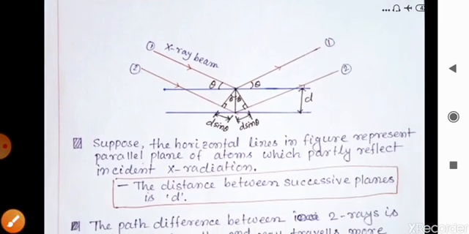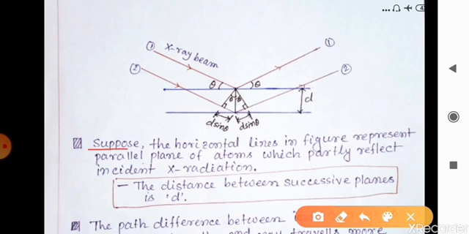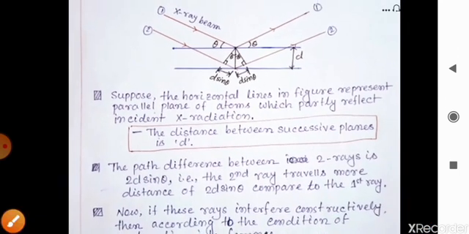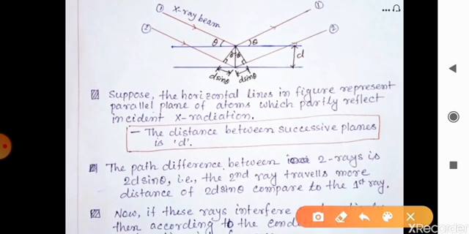We can explain Bragg's thought through this picture. Suppose the horizontal lines, which are the blue lines in this figure, represent the parallel planes of atoms which partly reflect the incident X radiation, and the distance between two successive planes is d. Now the path difference between the two rays is 2d sin theta.